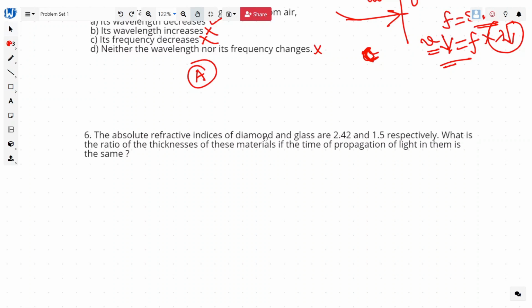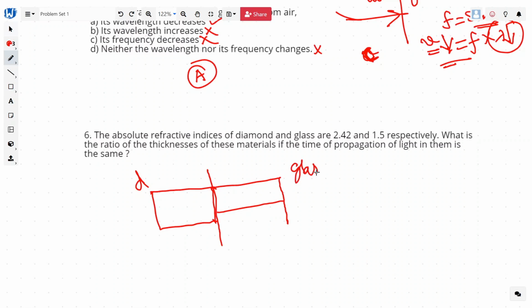Now, going to the next question, which says that absolute refractive indices of diamond and glass are so and so forth. What is the ratio of thicknesses of this material if the time of propagation of light in them is the same? Now this involves light kinematics. So this is our diamond, and this is our glass. This has a refractive index 1.5. This is a higher refractive index, 2.42.